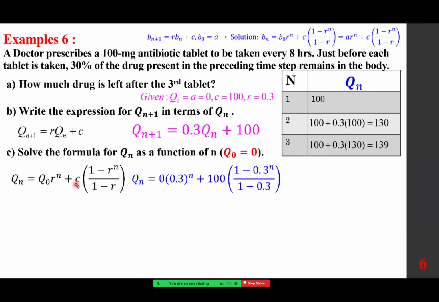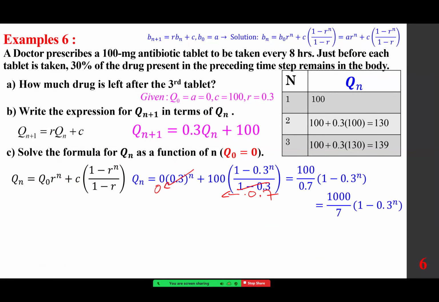We're going to evaluate this, and since this is 0, this goes to 0. 1 minus 0.3 is 0.7. We put it underneath 100, which is the same as 1000 over 7, because the denominator is not supposed to have the decimal.